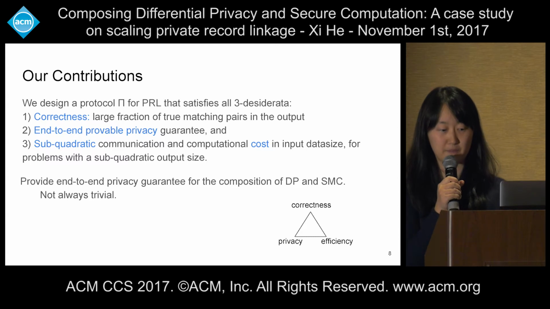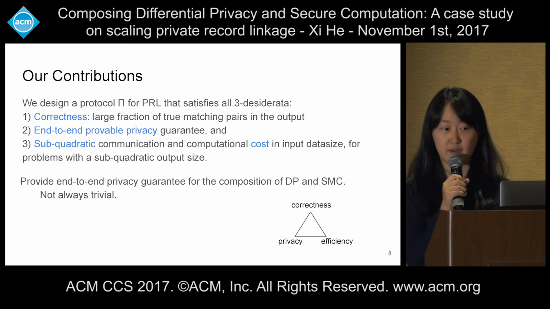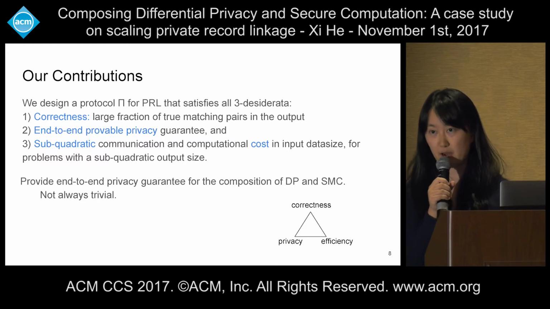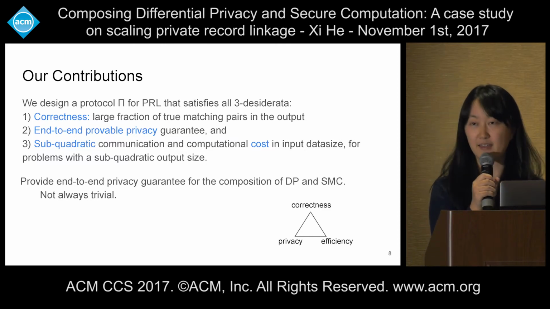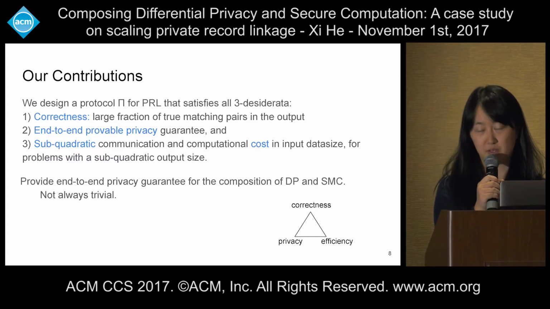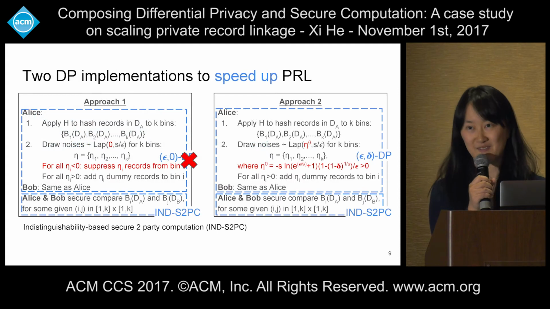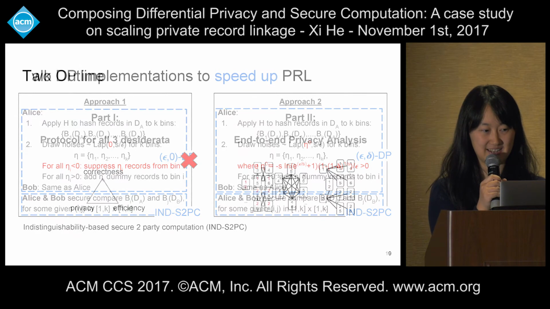output size. Okay. And one of the key and interesting questions is how to provide an end-to-end privacy guarantee for the composition of differential privacy and secure multiparty computation. And the answer is not always trivial. So here are two differentially private implementations to speed up PRL. I won't give you a chance to look at the details, but I will tell you that one of them doesn't work. Okay.